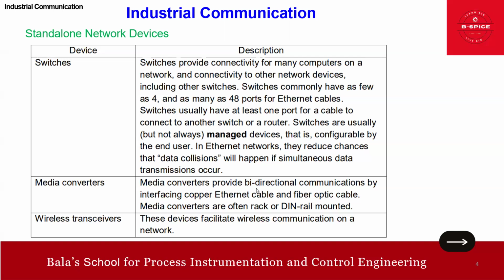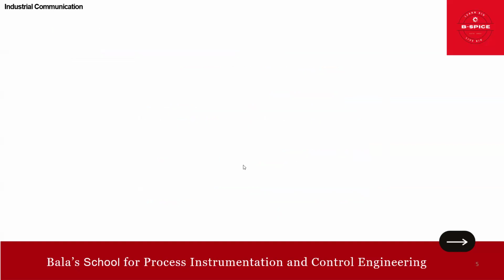Right. Then we have a media converter. A media converter basically provides bidirectional communication by interfacing copper Ethernet cable and fiber optic cable. It's basically a converter, right? Then we have this wireless transceiver. These devices facilitate wireless communication on a network. So this is about the switches, media converters, and wireless transceivers, the standalone network devices.